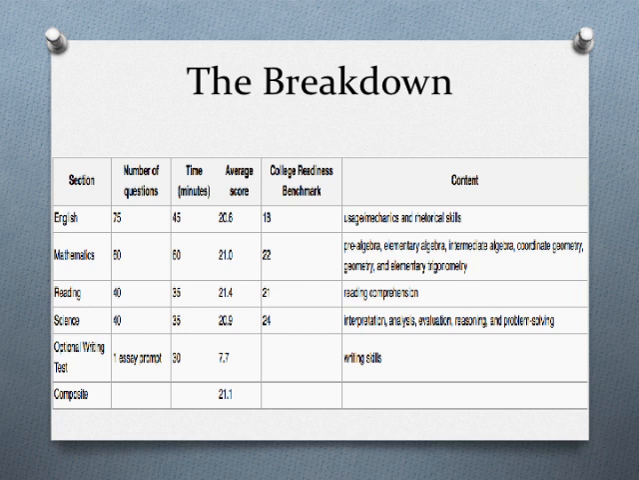Math has 60 questions for 60 minutes. The average score is 21, and it has pre-algebra, elementary algebra, intermediate algebra, geometry, and elementary trigonometry on it. Reading is 40 questions, as science is 40 questions. Both sections have 35 minutes, and both involve a lot of reading.